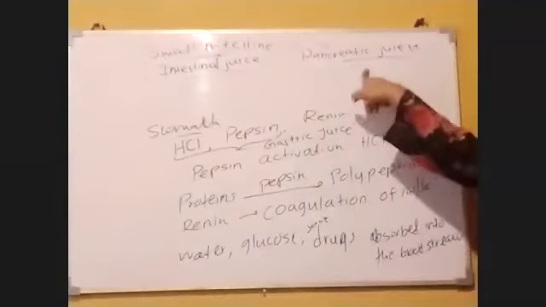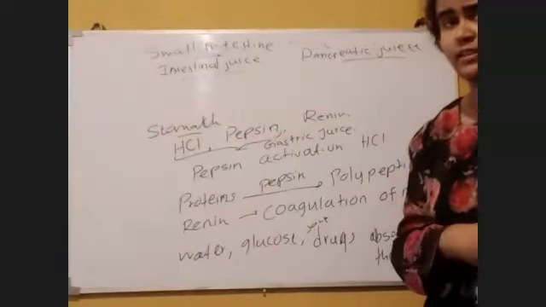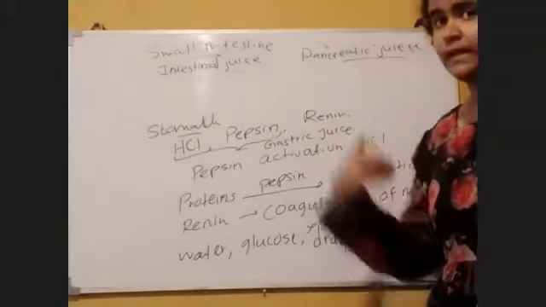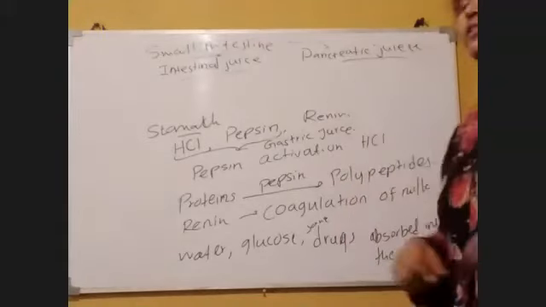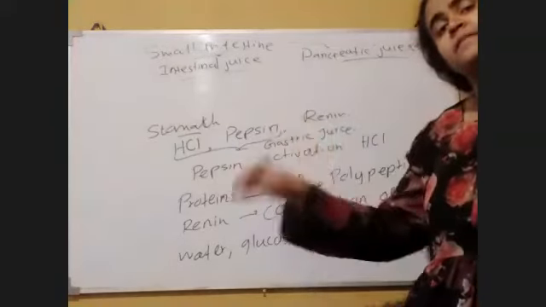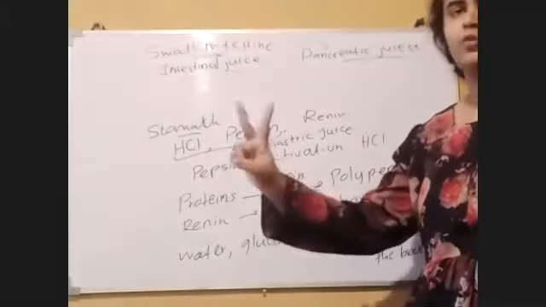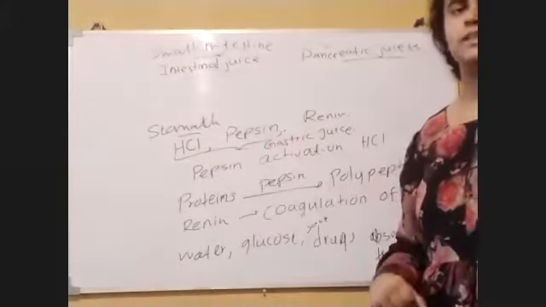And pancreatic juice means we know that there is some part called the pancreas. I'll draw the structure and show you later. There is a small structure called the pancreas, and this pancreas releases enzymes into the small intestine. So two types of secretions take place.